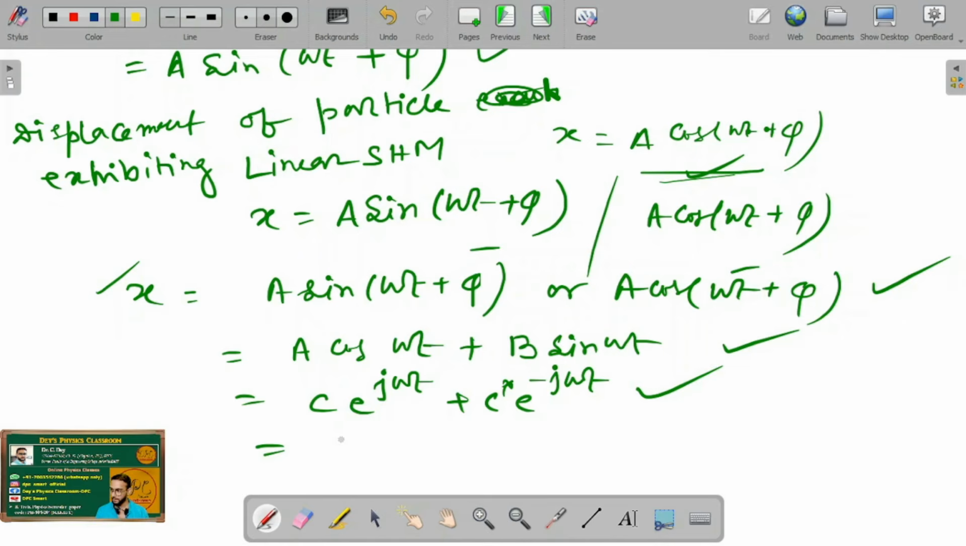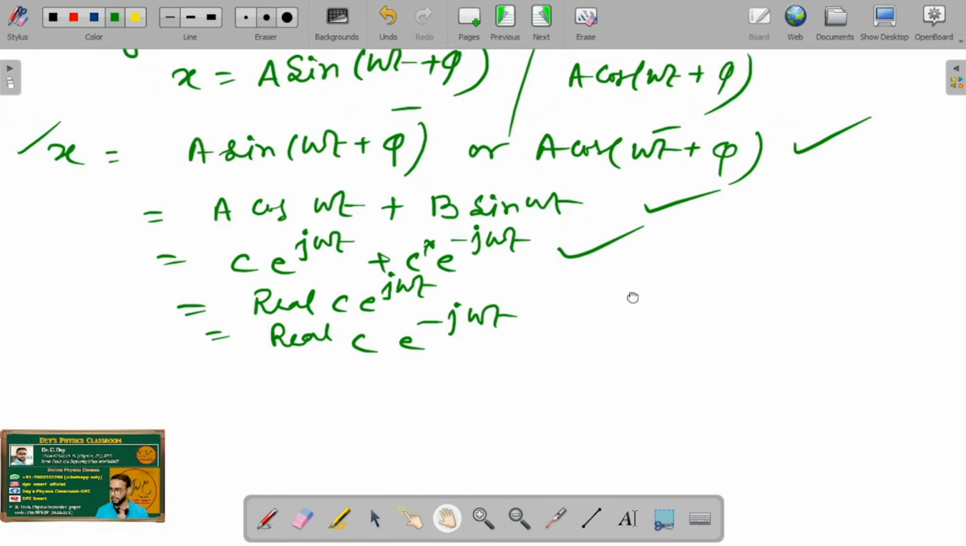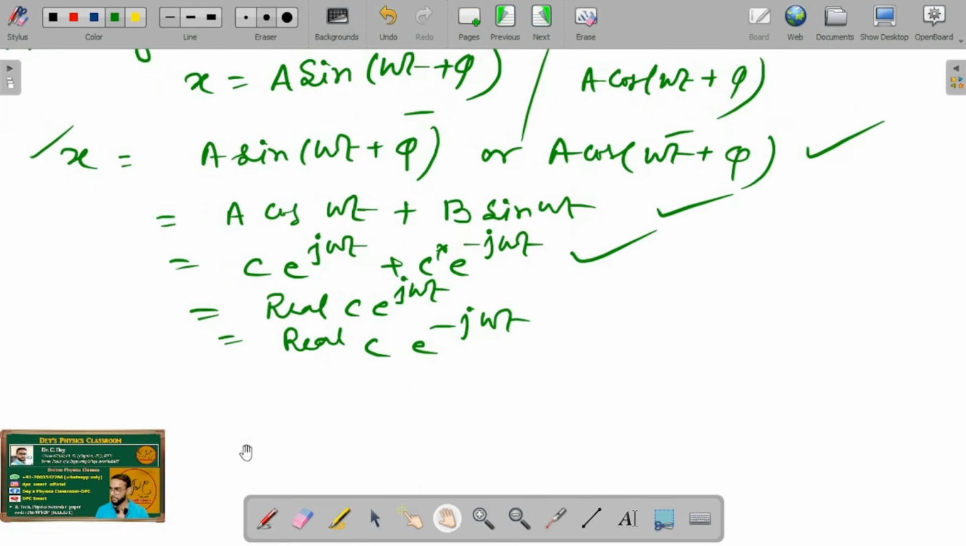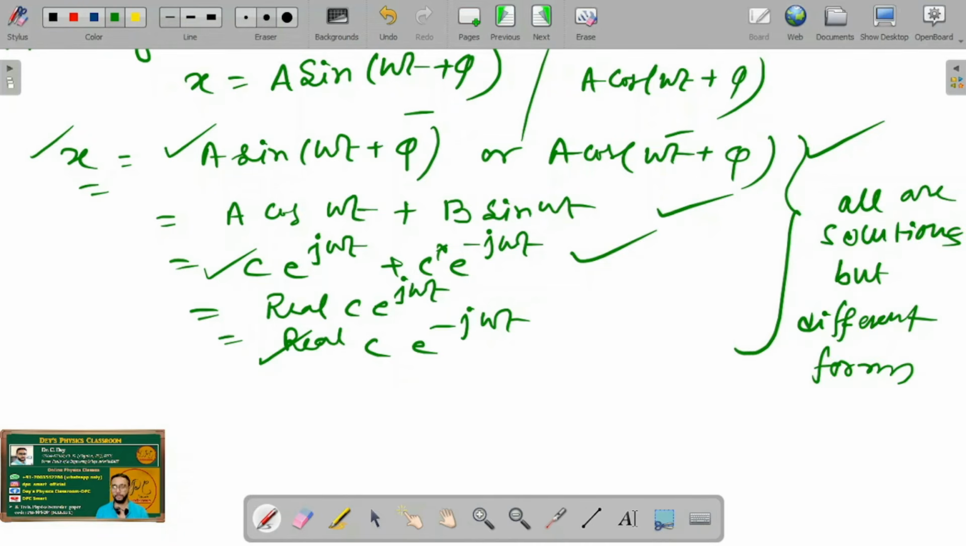We can also write the real part of c e to the power j omega t. This is also a form. And similarly, the real part of c e to the power minus j omega t. So what I am trying to say is that all these are solutions x, but they are of different forms. According to the situation or the problem, we can use all these forms of solutions of x.